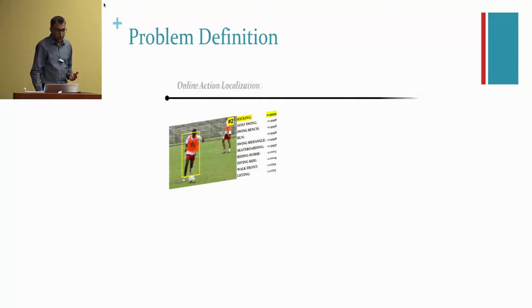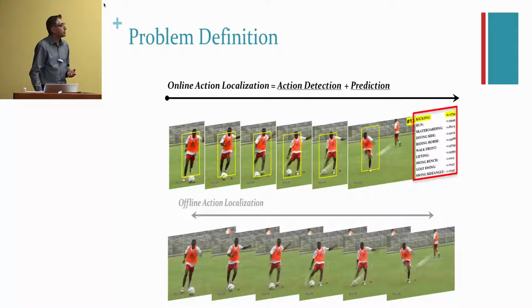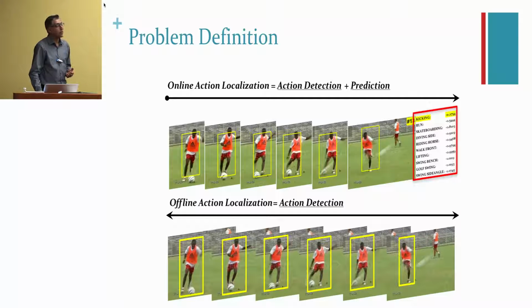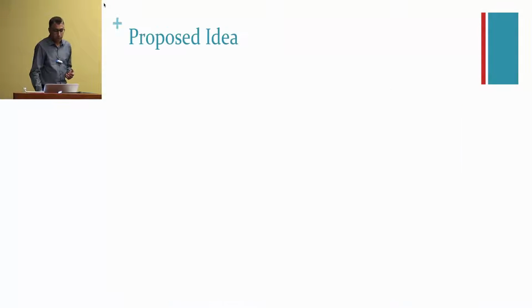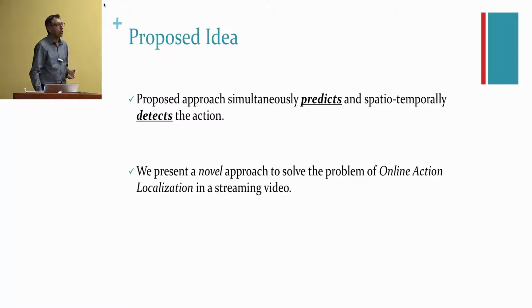To define it in a better visual manner, here I'm showing the frames that we are viewing in a streaming video. The problem of online action localization tries to simultaneously predict what the action is and detect it in each frame, as shown over here. Compared to this, traditionally when you're given a video, offline action localization methods would try to detect the action by putting a bounding box in each frame and then recognize it by assigning it a label. In this paper, the idea is that we want to simultaneously detect and predict the action, and here we present a novel approach for the problem of online action localization in a streaming video.